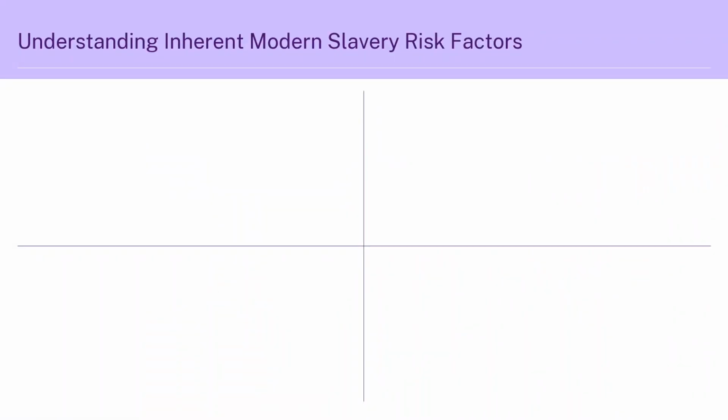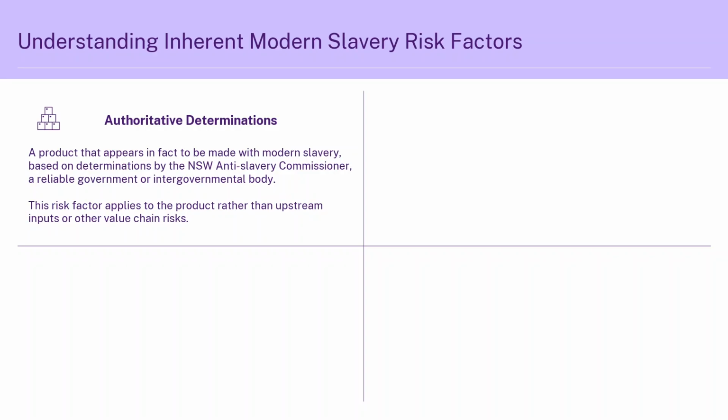Inherent modern slavery risk is assessed against 4 risk factors. An authoritative determination of whether the product is found to in fact be made with modern slavery, based on a determination by the New South Wales Anti-Slavery Commissioner or a reliable government or intergovernmental body. The risk factor applies to the procured product itself rather than upstream inputs or other value chain risks. For example, raw material inputs for concrete may carry risk, but if these are not being purchased directly, this risk factor would not be triggered.